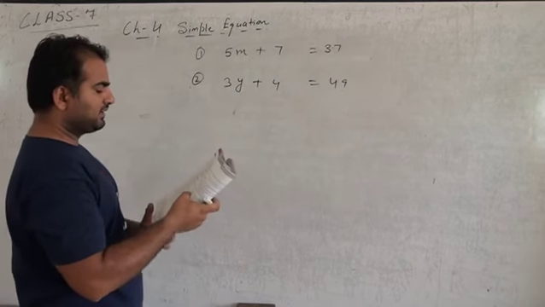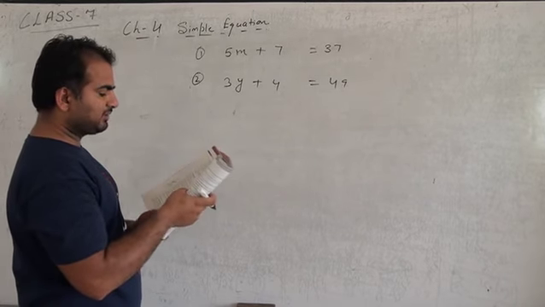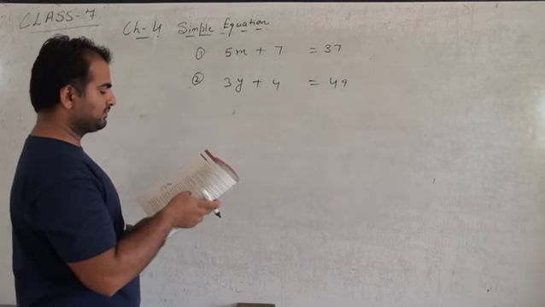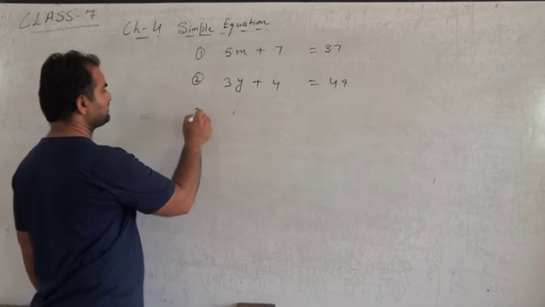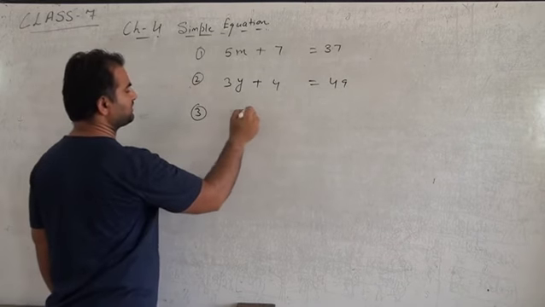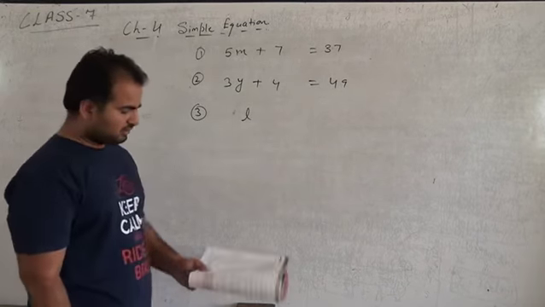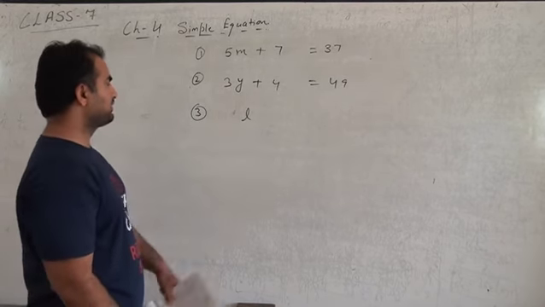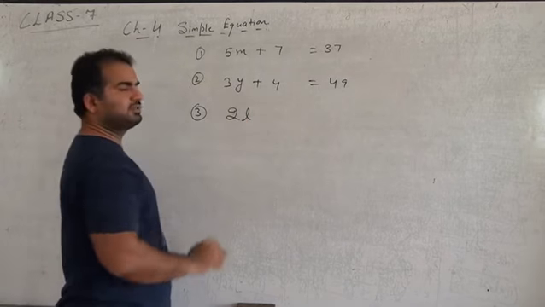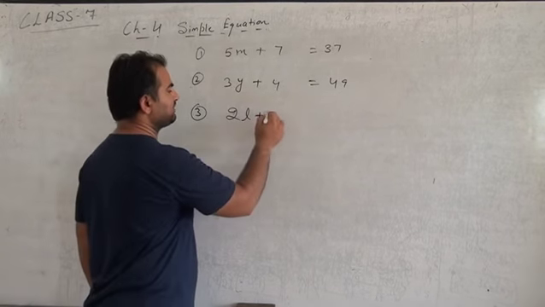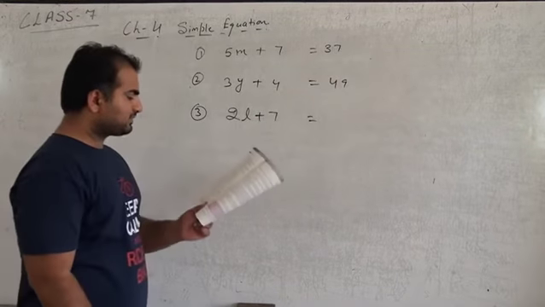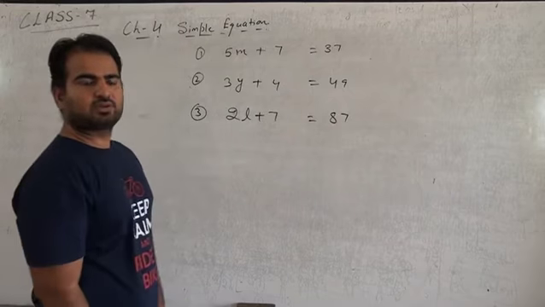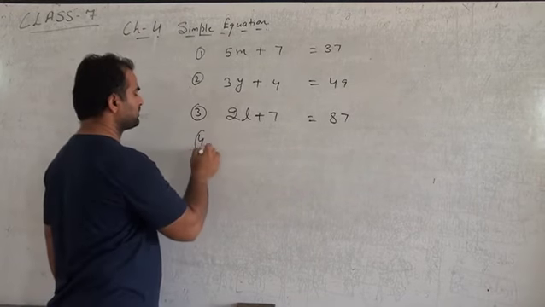Next is, the teacher tells the class that the highest marks obtained by a student in a class is twice the lowest marks plus 7. So third is, let the lowest marks equal L. Highest marks equal twice the lowest marks plus 7. So twice the lowest marks means 2L plus 7 equals 87, and the highest marks are 87.